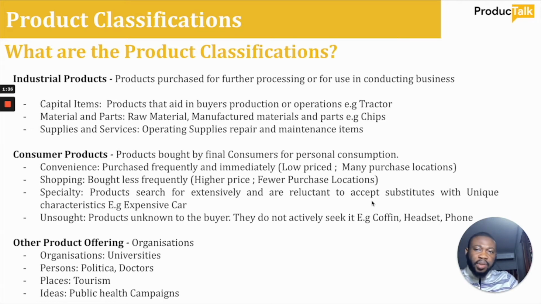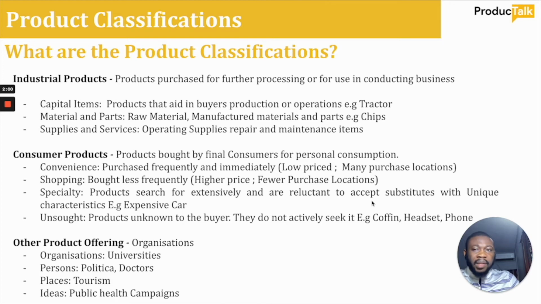Now, what are industrial products? Products purchased for further processing or for use in conducting business. So these are primarily the products that are used in businesses. So now they can fall into different categories. We have capital items, products that aid buyers in production operations, right? So products that are used in operations. Your tractor is used in operations. It can be used on the farm. That's an example.